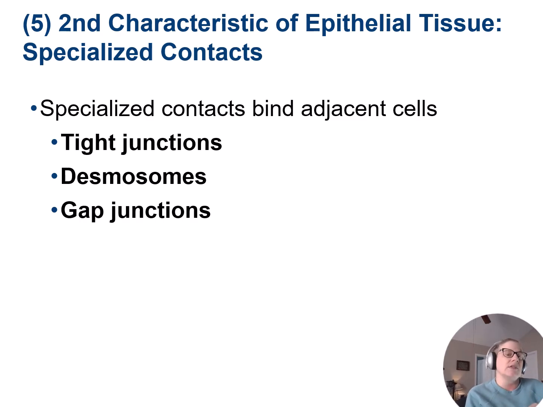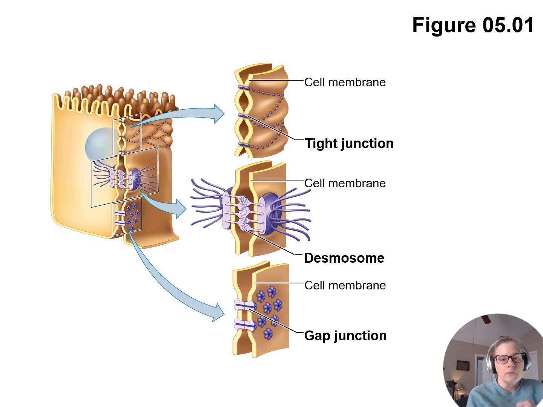The second characteristic of epithelial tissues is that they all have specialized contacts. These include things like tight junctions, desmosomes, and gap junctions. Here we have a cartoon image demonstrating those three types of specialized contacts. The first is a tight junction. Tight junctions are used to fuse cell membranes tightly together. You find tight junctions in places like the intestines.